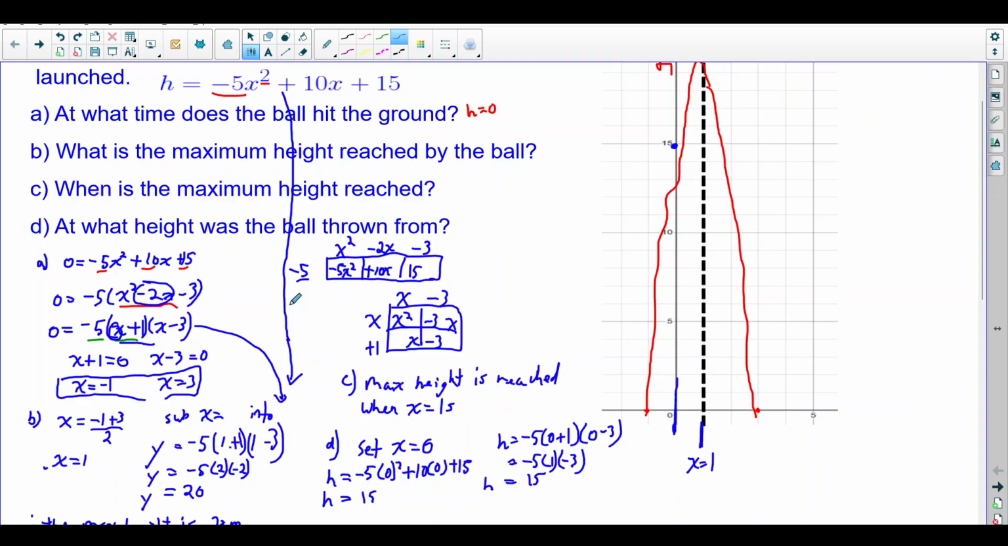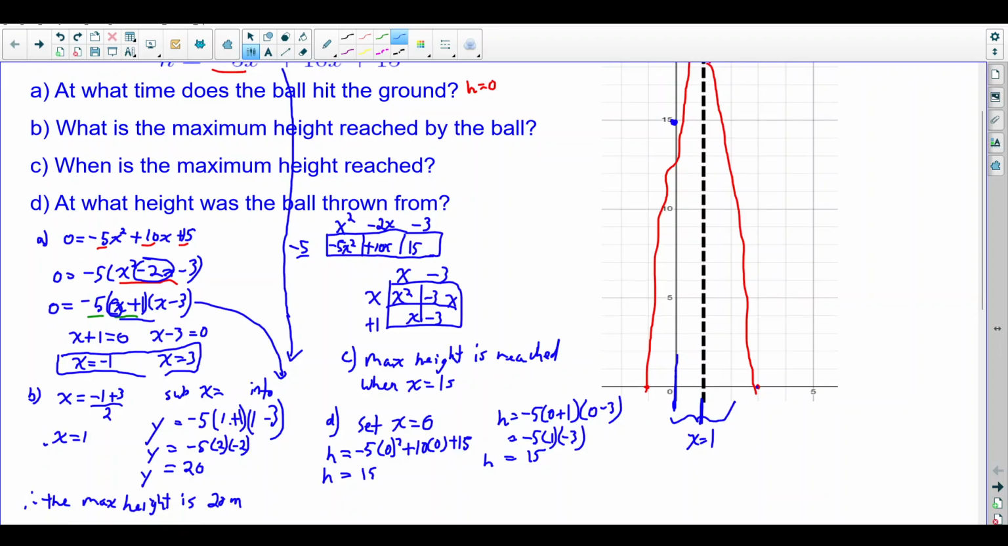This question didn't ask it, but it could ask how long was the ball in the air for? Well, the ball was launched right here, and it landed right here. So we just need to figure out the difference in time between those two things. Because we started at 0 and finished at 3 seconds, it was in the air for 3 seconds. So hopefully that helps.